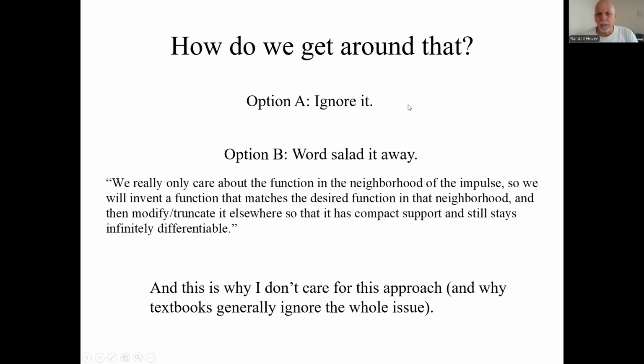So how do textbooks and other people deal with it? It seems to me like they largely ignore the issue. That, or we kind of do this thing. We say, well, we're really only interested about things at the impulse in that neighborhood. So we'll assume we could kind of take the function we want to use and know that we can kind of truncate it somehow to obey all the rules of distribution theory.